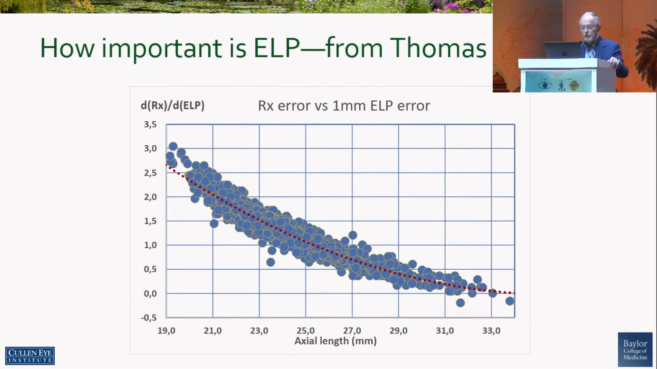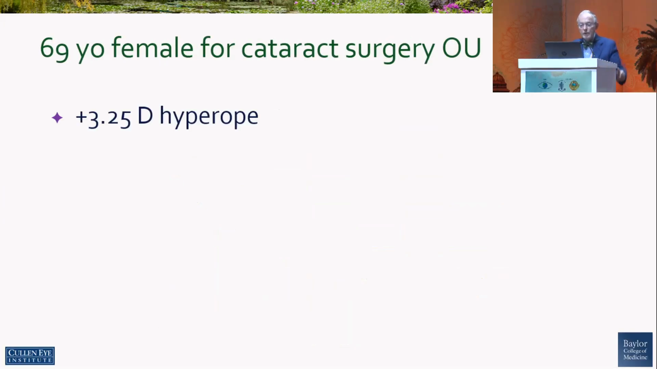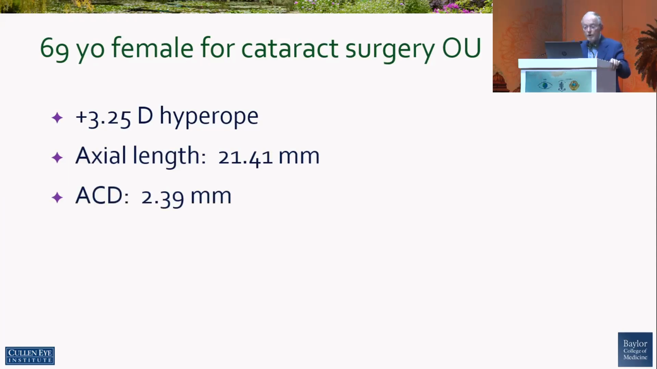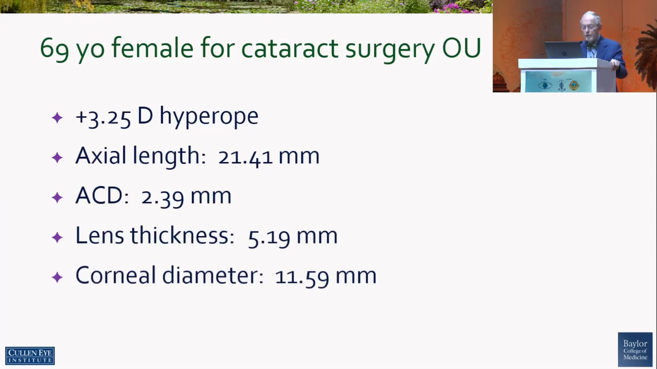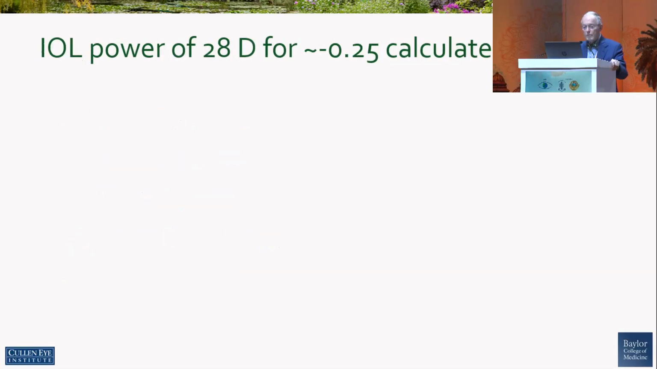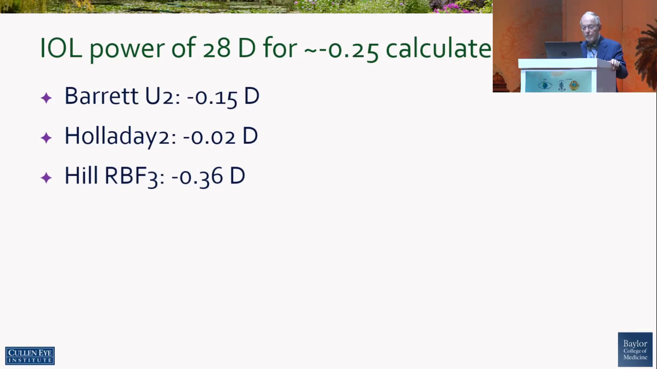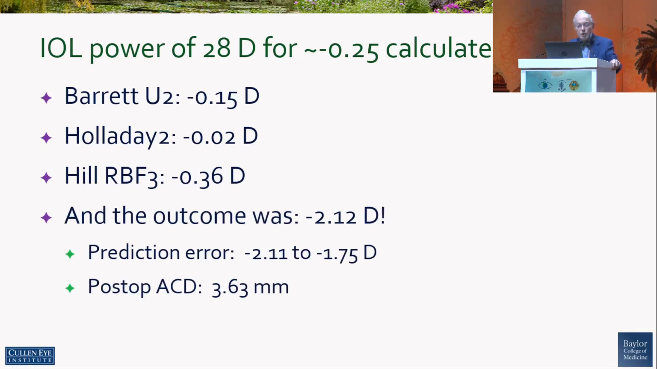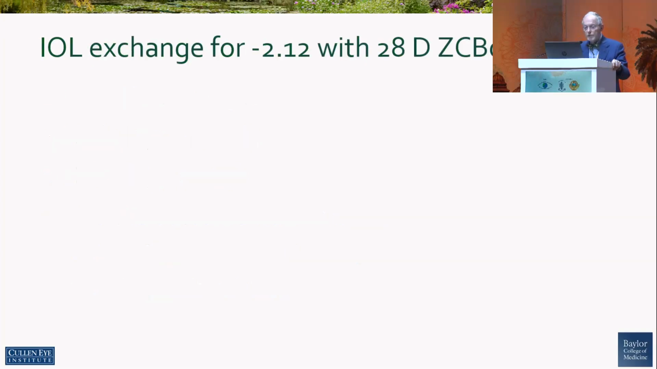And this is a wonderful slide from Thomas Olsen, inventor of the Olsen ray tracing formula, where as you can see, as you move to the left, the shorter the axial length, the greater the error. A 1 millimeter error in ELP results in errors in accuracy of 2 diopters or more. And here's a good example. This is my patient, a hyperope, axial length 21.4, shallow anterior chamber 2.39, fairly thick lens, corneal diameter quite normal. So I used the Barrett, Holladay 2, and the Hill RBF 3. That's what they calculated, and the outcome was minus 2. So the prediction error was around 2 diopters, and the postoperative anterior chamber depth was 3.6, which is fairly shallow for a pseudophakic eye. So I exchanged it.